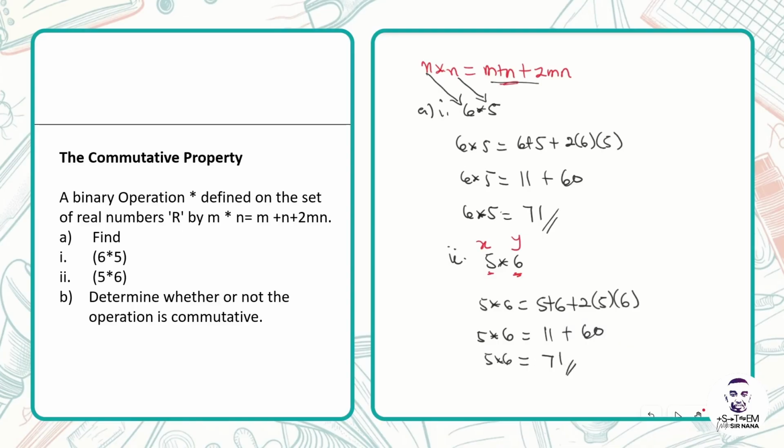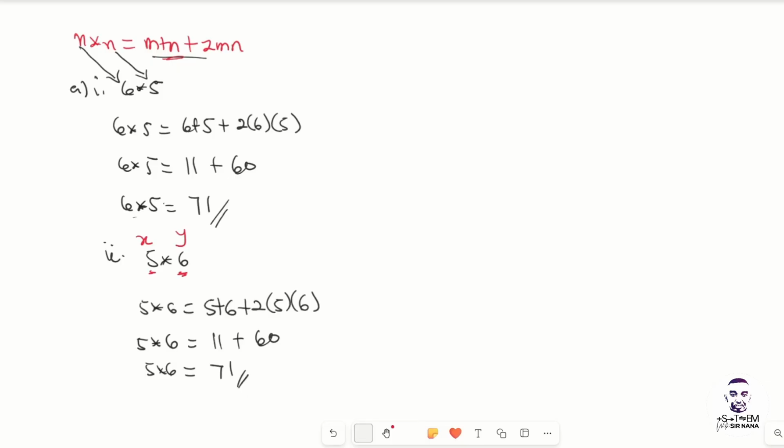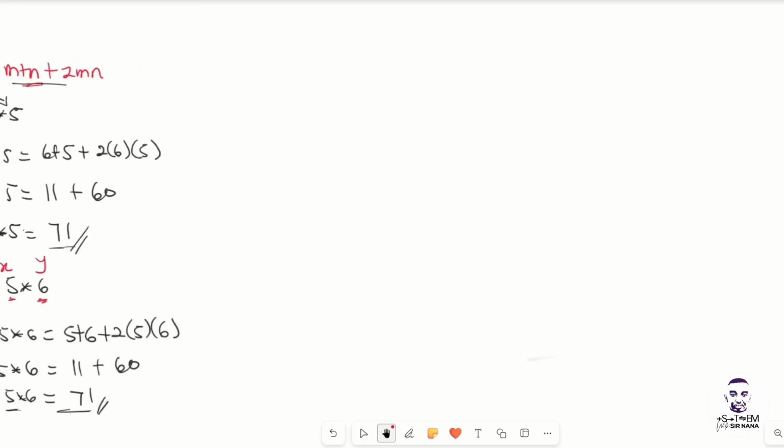So by example, we see that 6 operation 5 and 5 operation 6 give us the same value. So we have in our mind that the operation here is commutative. But this is by example, so we must show using variables. So let's show that using the real variables.